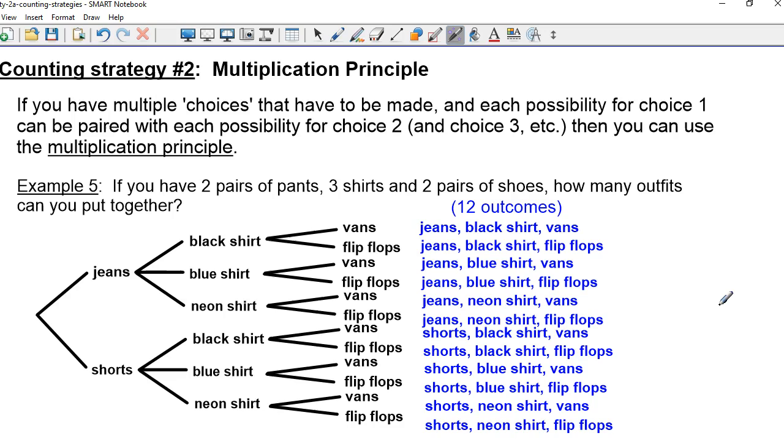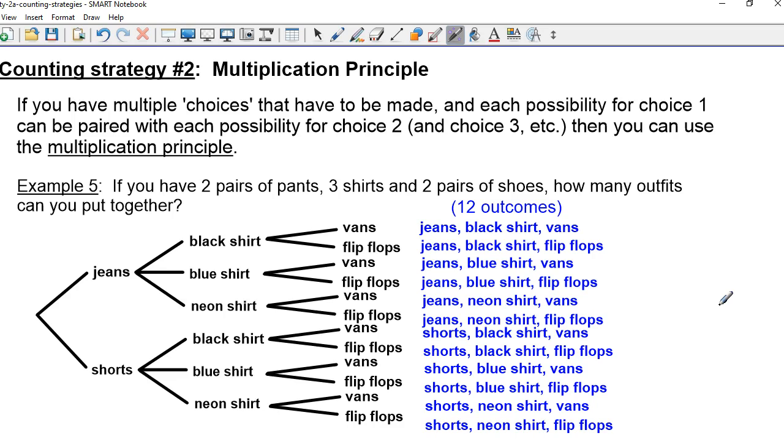All right. So the second counting strategy is called the multiplication principle. If you have multiple choices that have to be made, and each possibility for choice 1 can be paired with each possibility for choice 2 and choice 3 and so on, then you're allowed to use something called the multiplication principle.